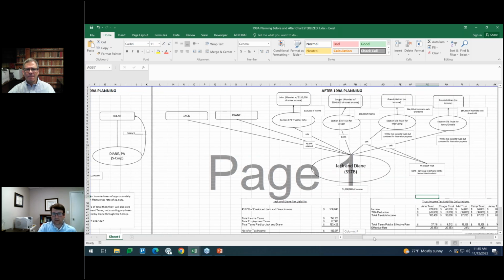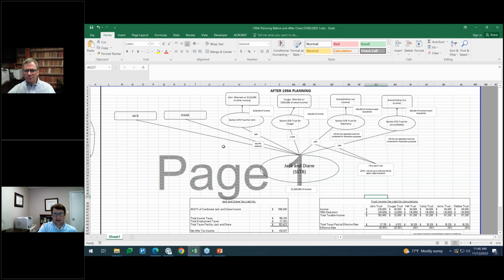So what could they do? Well, they have one son named John and one son named Cougar. They have four grandchildren: Mellencamp, and then Johnny and Debbie. John has income; he's married with about $110,000 of income. And we know the married threshold for 199A purposes is $340,000.